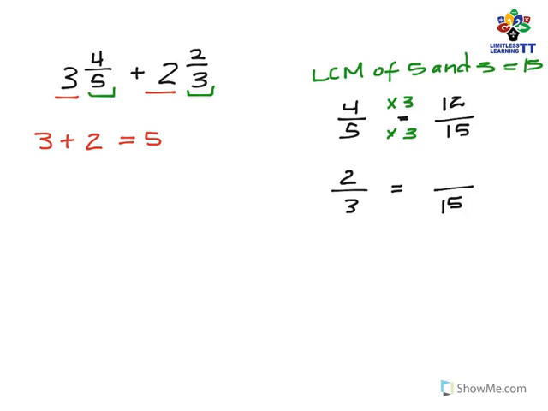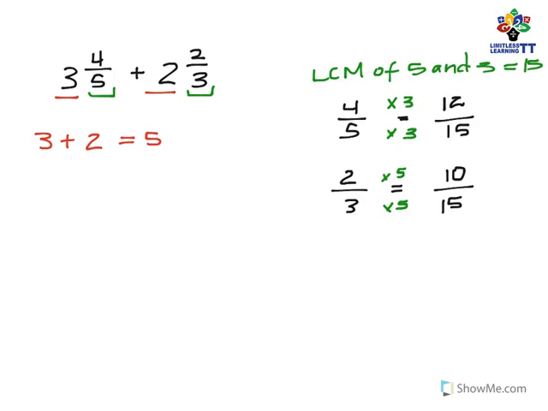And so now I'm going to do the same thing for my second fraction. 3 to go to 15 means I need to multiply 3 by 5 in order to get 15. So I'm also going to multiply my numerator by 5. 2 times 5 is going to give me 10. So 2/3 as a fraction is going to be the same thing as 10 over 15. So 2/3, same thing as 10 over 15. 4/5, the same thing as 12 over 15.